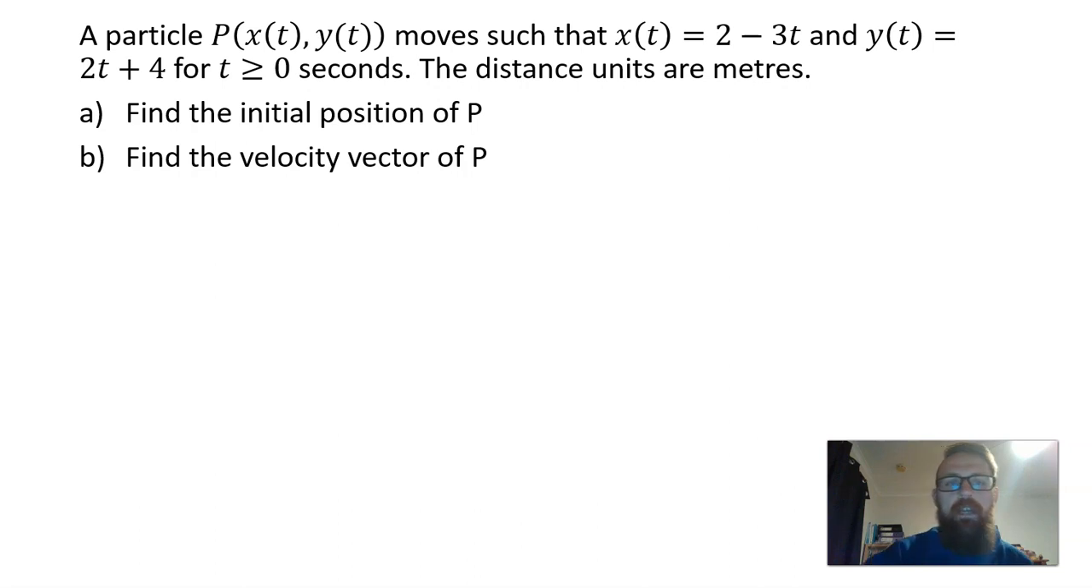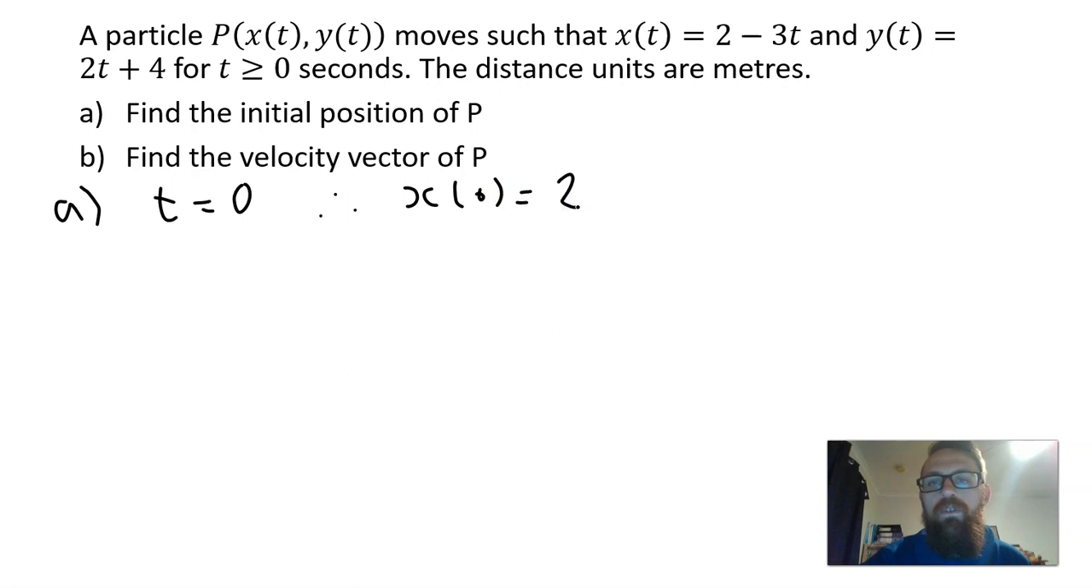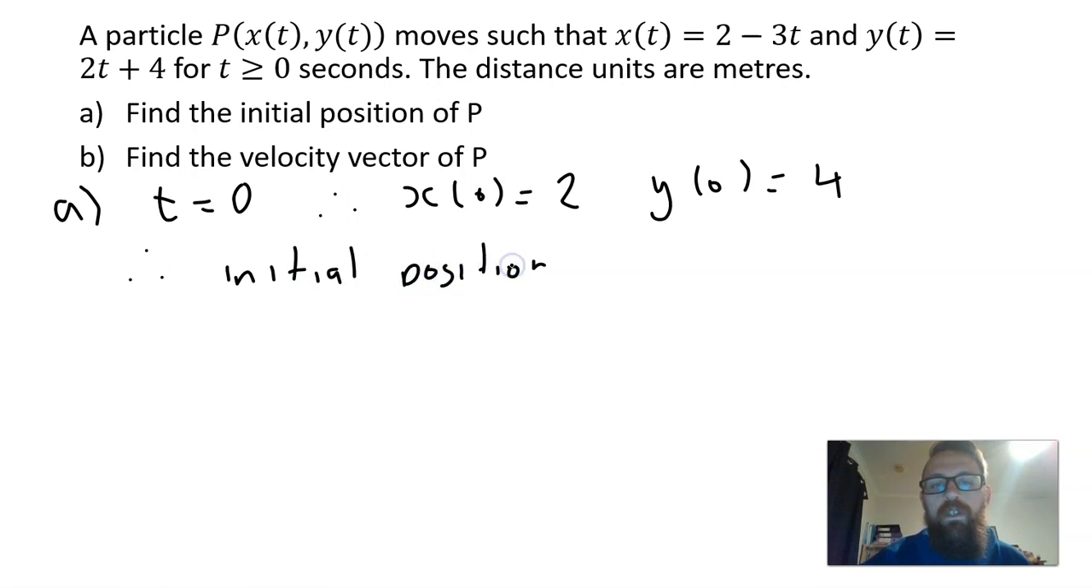So we're doing part A. The initial position happens at t equals 0. Therefore, if we substitute t equals 0 into our x of t, x of 0 equals 2 minus 0, so it's just going to be 2, and y of 0 is going to be 2 times 0, 0 plus 4, equals 4. All right, therefore, initial position is going to be (2, 4). So pretty standard. I expect we could have done that before this example.